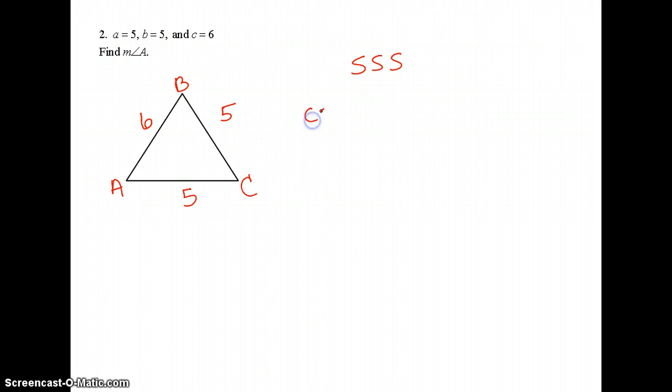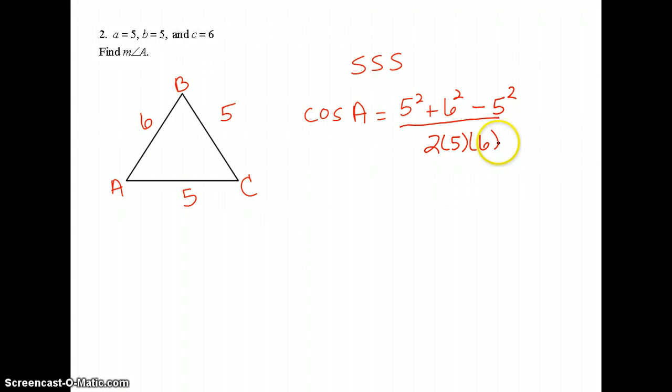So I'm going to start with the cosine of A, and then remember this formula was where we take the two that make up angle A. So the two that make up angle A are 5 squared plus 6 squared, and then we're going to subtract the one that is across from the angle, so we're going to subtract 5 squared, and it's going to be all over 2 times 5 times 6. Remember, we're just multiplying those first two numbers and then multiplying it by 2 on the bottom.